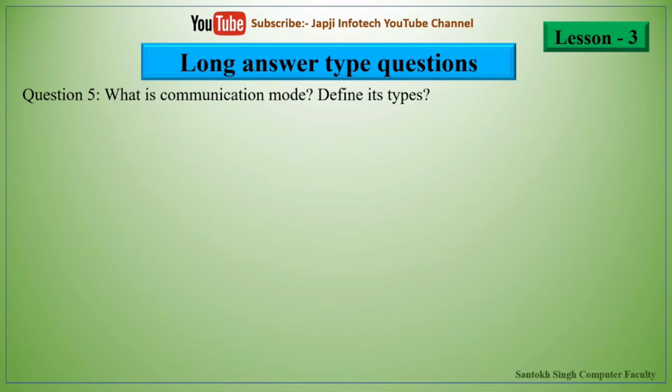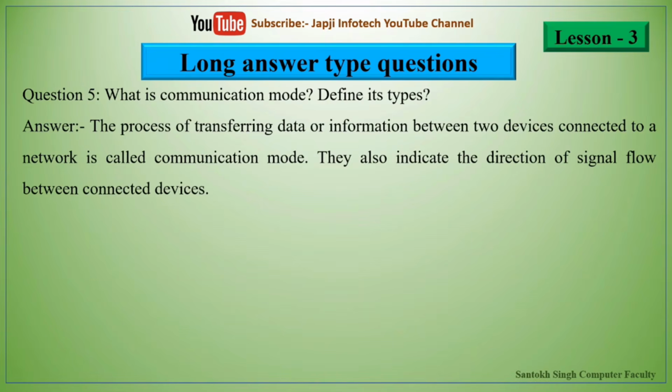So our first question is, what is communication mode? Define its types. The process of transferring data or information between two devices connected to a network is called communication mode. They also indicate the direction of signal flow between connected devices. So there are three types of communication mode.